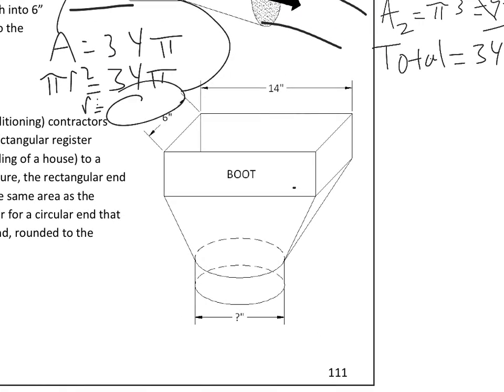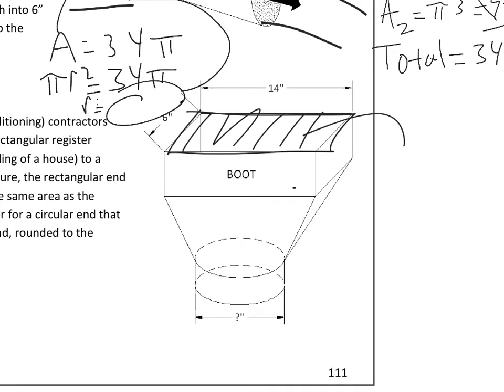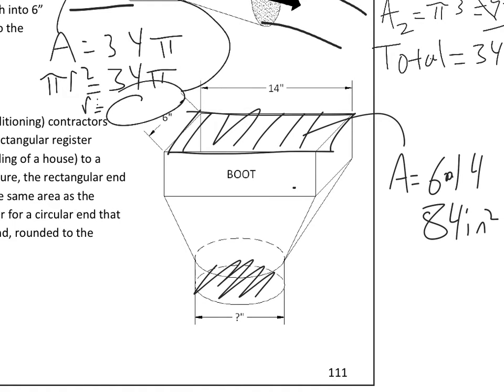Okay? Well, a similar idea here. This is a heating boot, like the one that I just showed you in the video. And here we've got a rectangle, and this has an area that's easy to find. Area is 6 times 14, which is 84 square inches. And we need this here to have an area of 84 square inches. We want it to be the same. That's the idea.